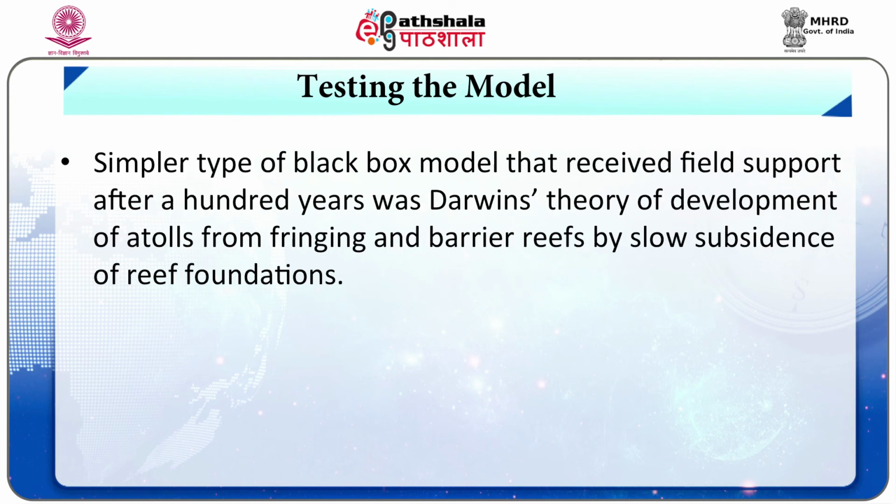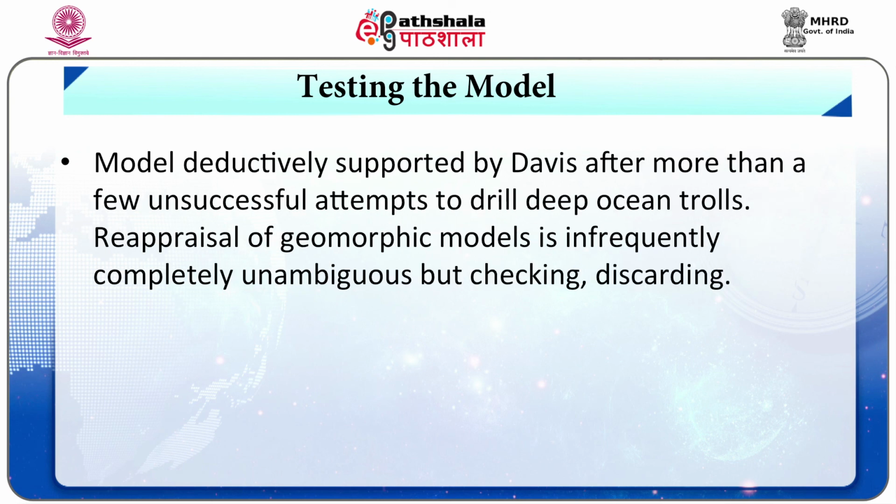On the other hand, an example of a simpler type of black box model which received outstanding field support after 100 years was Darwin's theory of development of atolls from fringing and barrier reefs by the slow subsidence of reef foundations. This model was deductively supported by Davis after more than a few unsuccessful attempts to drill deep ocean trawls.